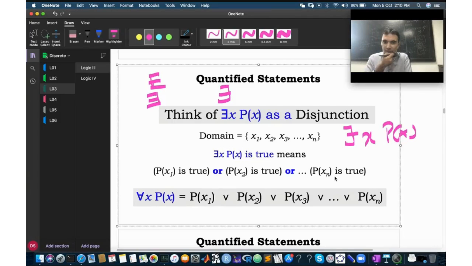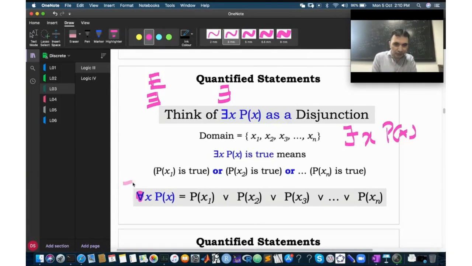All right, so okay, there is an error here. Okay, forget about this. This is not what is written here. That's what is written. Okay, so when I say that there exists x, p of x, all I want to say is that p of x1 or p of x2 or p of x3, and continue until you run out of the variables.